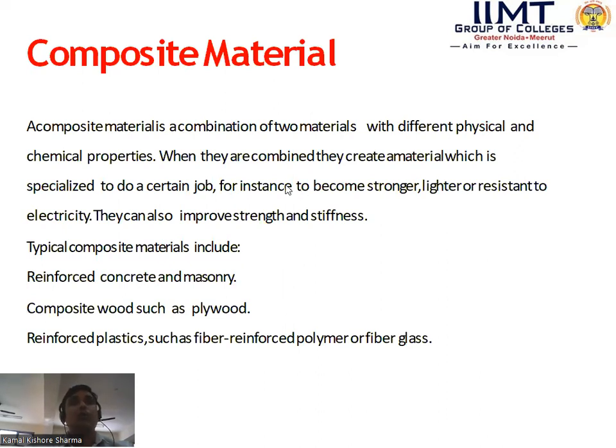It is specialized to do a certain job. For instance, to become stronger, lighter, and resistant to electricity. They can also improve strength and stiffness. The composite materials include reinforced concrete, masonry, and composite wood such as plywood.